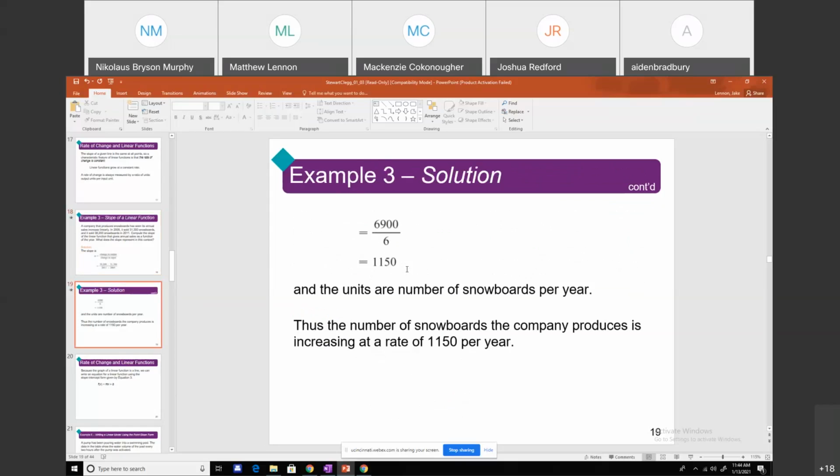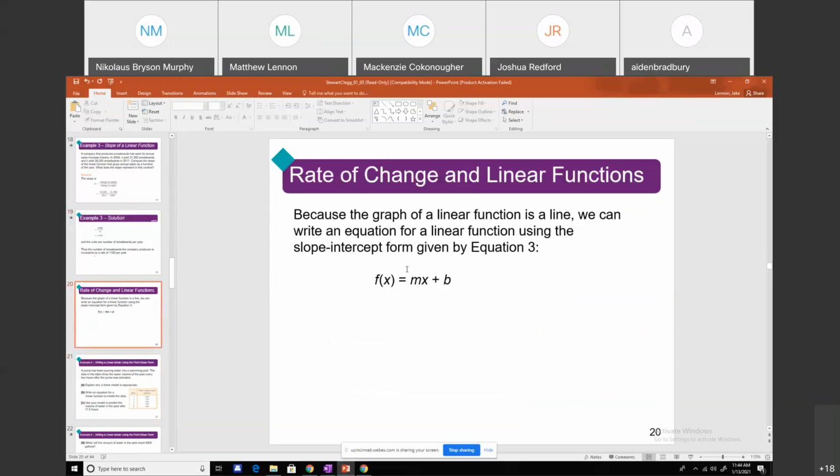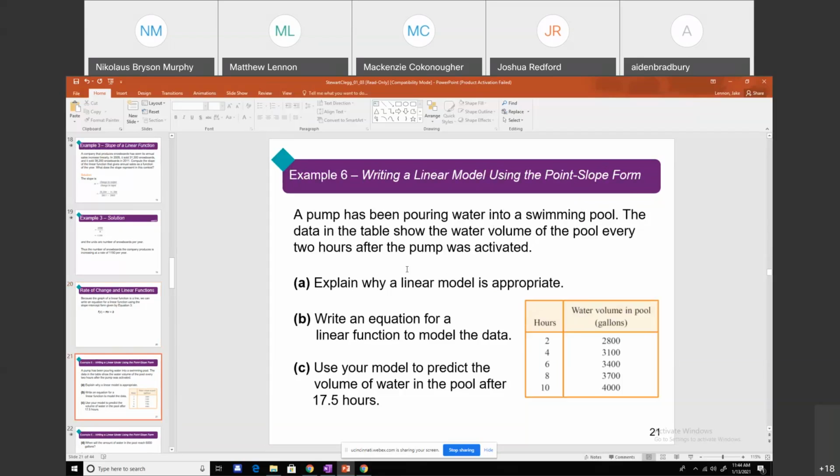So let's see if they do that. Oh, okay. They say they can do it, but then they didn't actually write the line. So if you were going to do that with a previous example, that's what it would be. f of x equals 1,150x plus 31,300, where x represents the number of years since 2005.